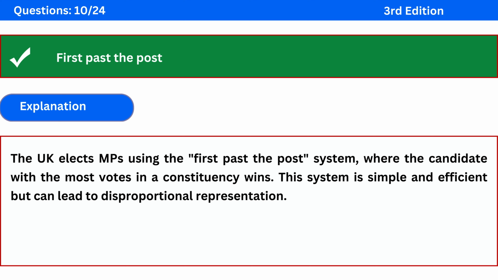The correct answer is first past the post. Explanation: the UK elects MPs using the first past the post system, where the candidate with the most votes in a constituency wins. This system is simple and efficient but can lead to disproportional representation.